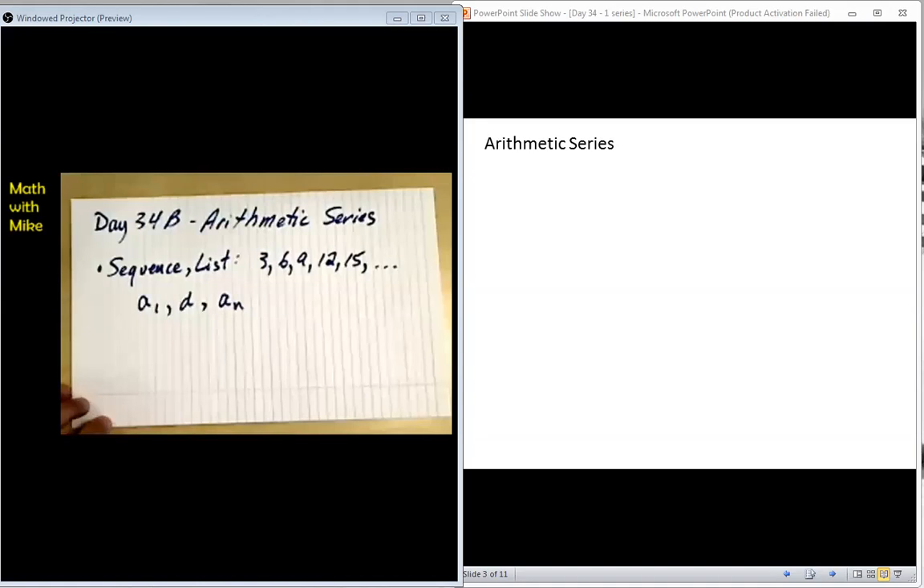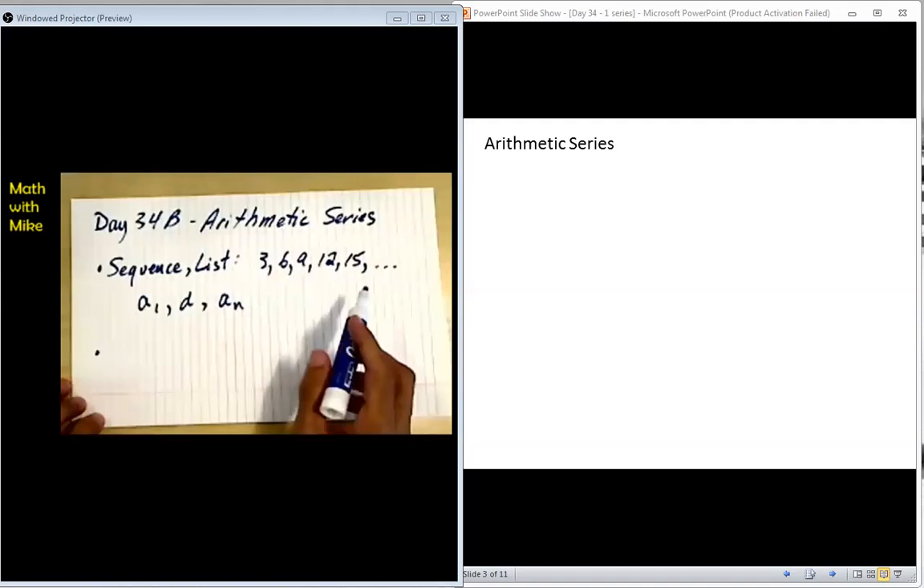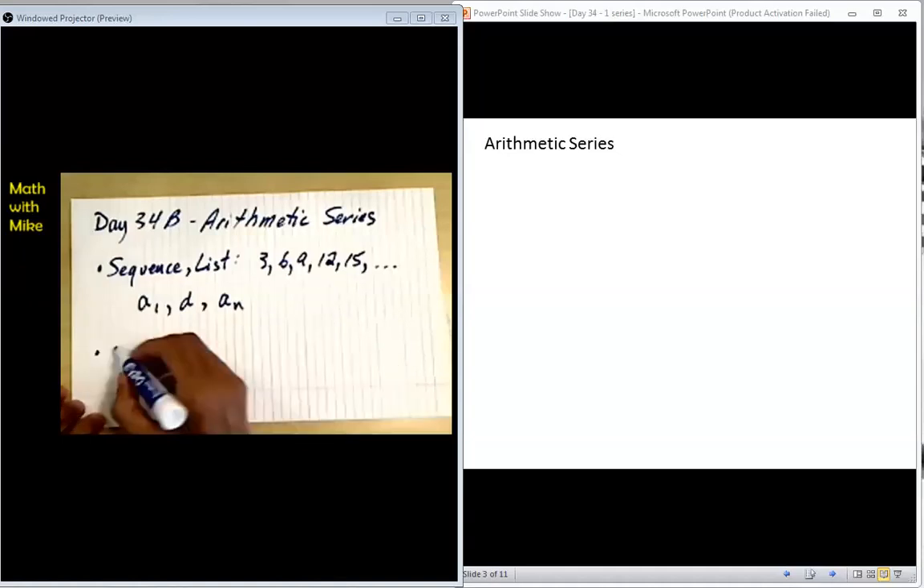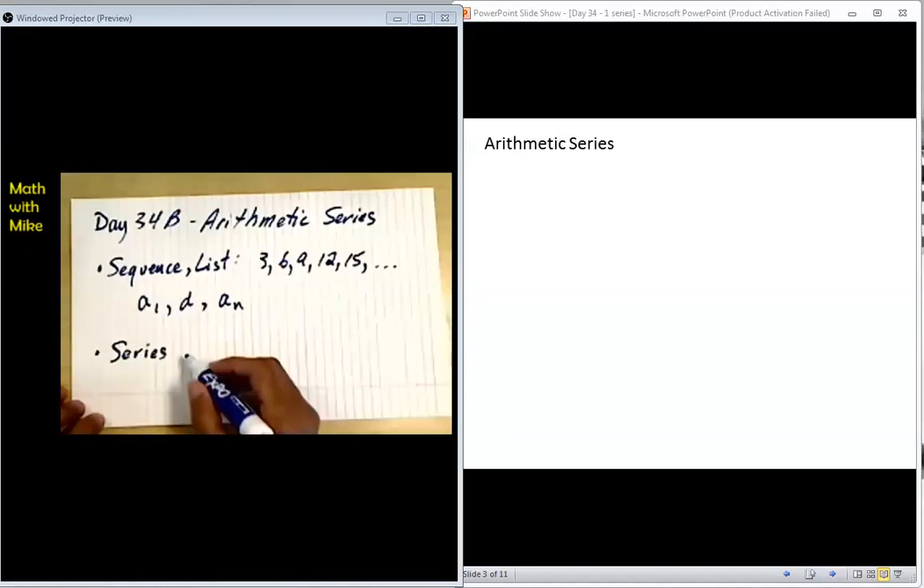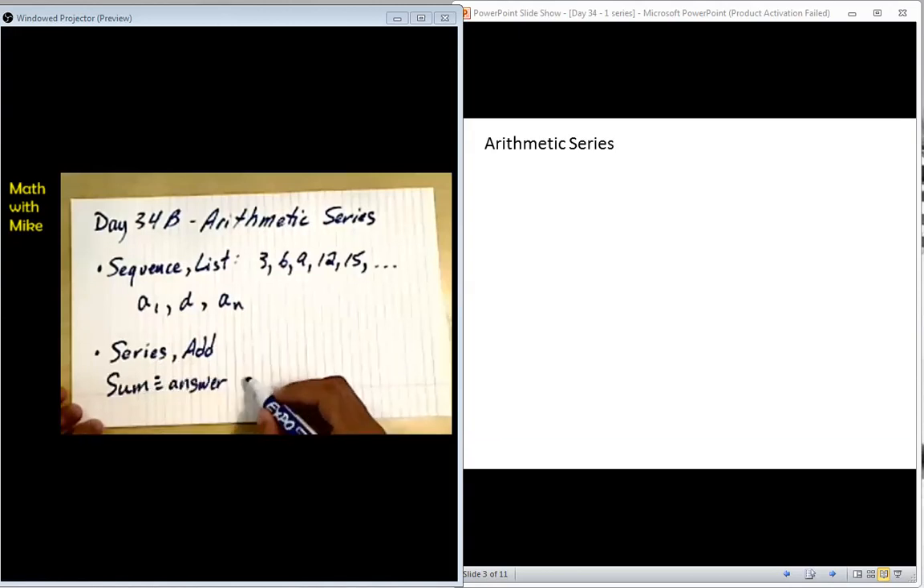Well, today, instead of having a list like this, where it's just one number after the other, we're still going to have that, one number after the other. But for a series, what we do is we add everything all together. And then what we're looking for is the sum, which is the answer you get from adding everything together. Sum is the answer from addition.